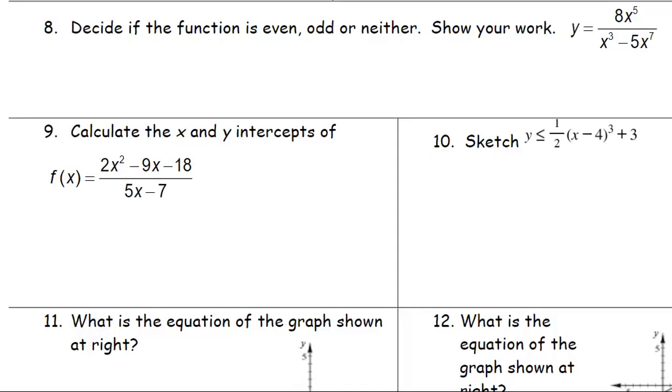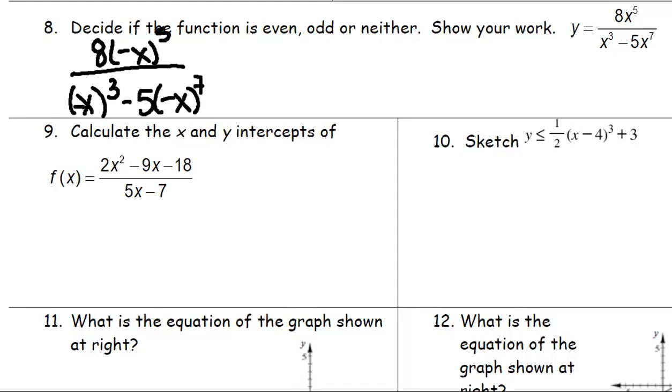So on number 8, if I want to decide if this is even or odd, what I'm going to do is put in a negative x. I'm going to see what happens. So I'm going to have 8 over negative x raised to the 5th. That's an exponent there. And negative x to the 3rd minus 5 times negative x to the 7th.